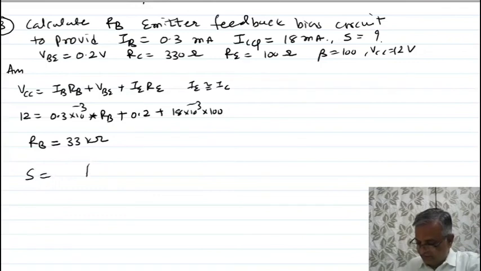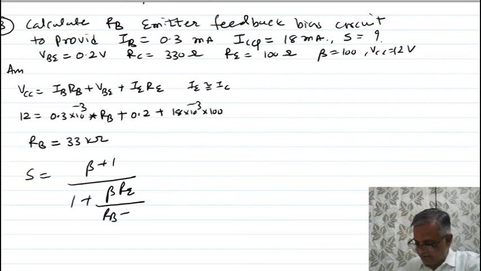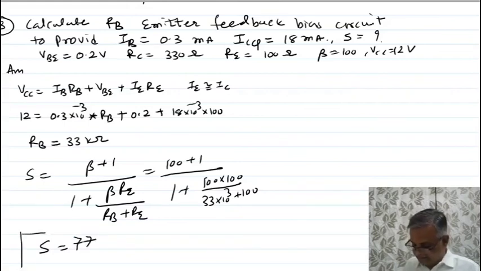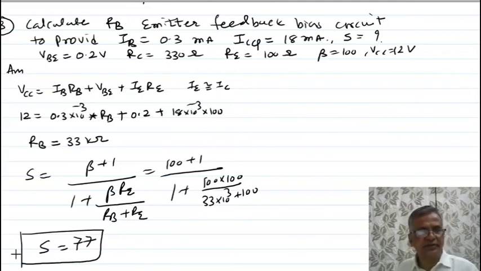The value of S is beta plus 1 upon 1 plus beta into RE upon RB plus RE. That is 100 plus 1 upon 1 plus 100 into 100 upon 33 kilo ohm plus 100. If you do this calculation, you will get stability factor S as 77. It's a very simple numerical I am discussing.